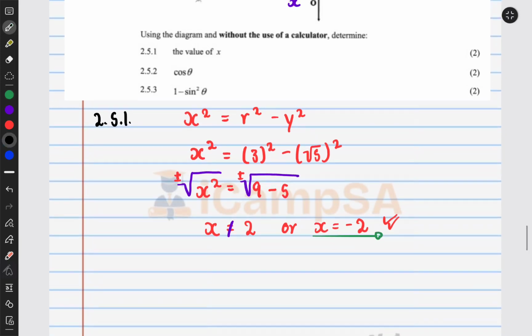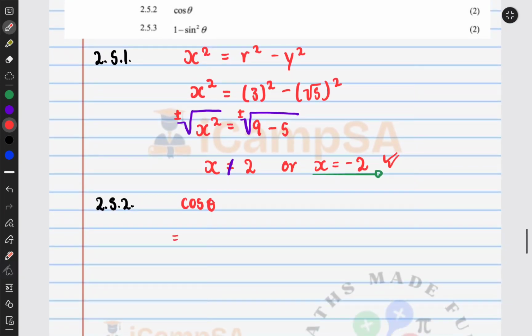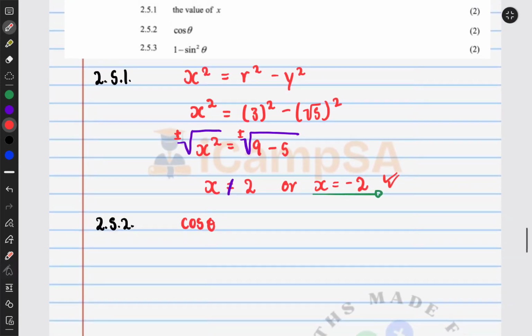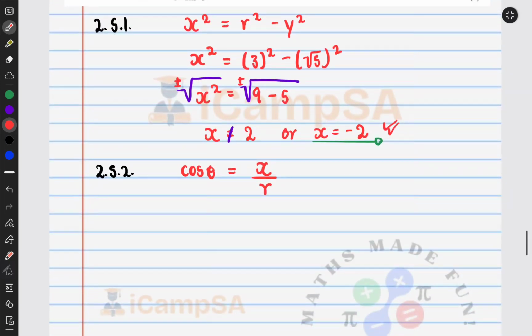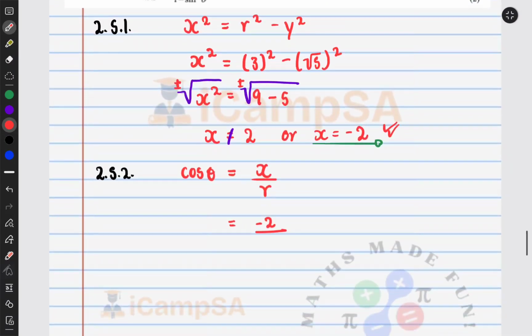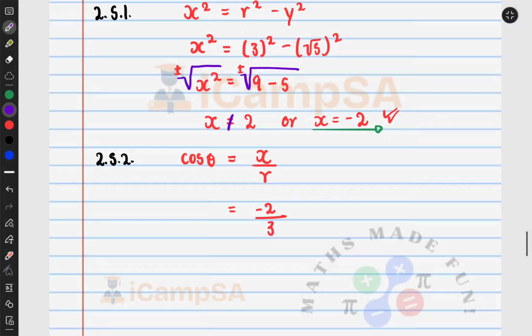Okay, that was 2.5.1. Next we have 2.5.2, which is cos theta. What is cos theta? Cos theta is equal to the adjacent side over the hypotenuse, which is x over r. So cos theta is equal to negative 2. What is the value of r? It is 3, the terminal arm. So that is your cos theta. It's going to be equal to negative 2 over 3.